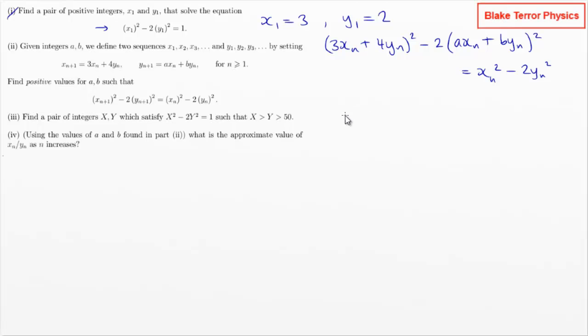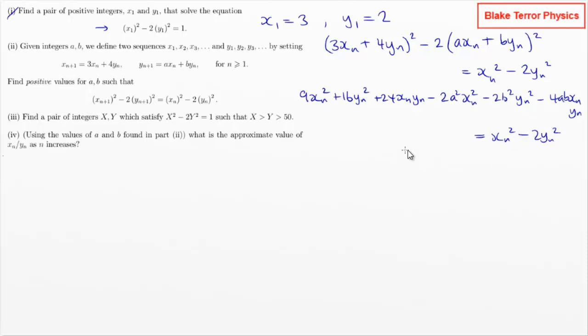So let's expand out and see what happens then. We're going to have 9xn squared plus 16yn squared plus 24xnyn minus 2a squared xn squared minus 2b squared yn squared minus 4ab xnyn, and that is going to be equal to xn squared minus 2yn squared. Okay, I'll try and imagine that all on one line. Right, let's have a bit more space then, putting this all together.